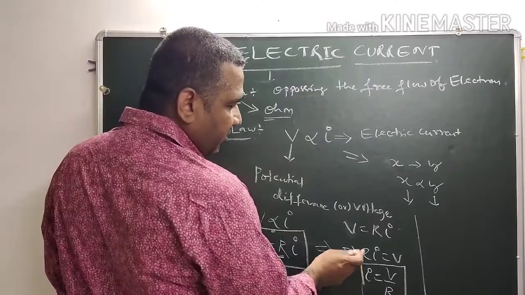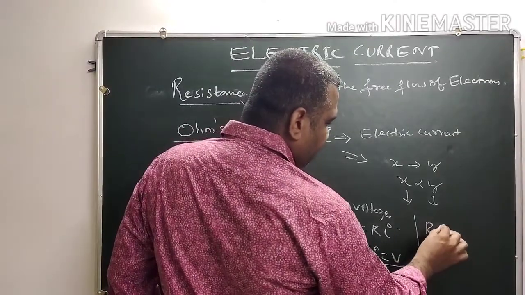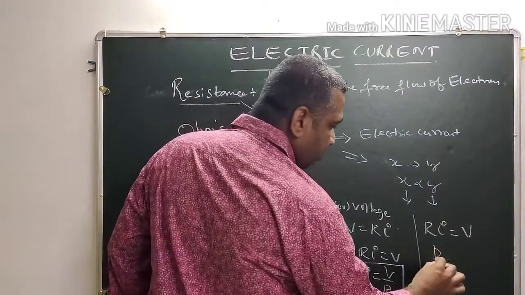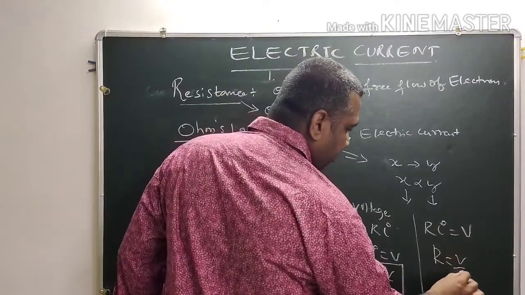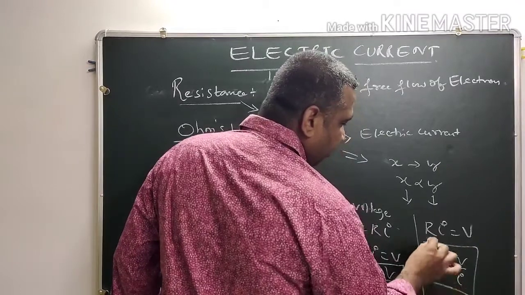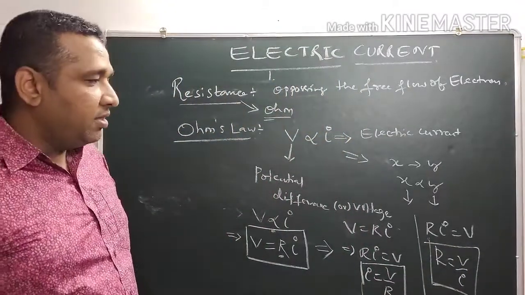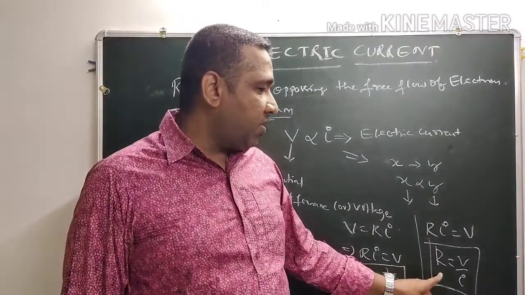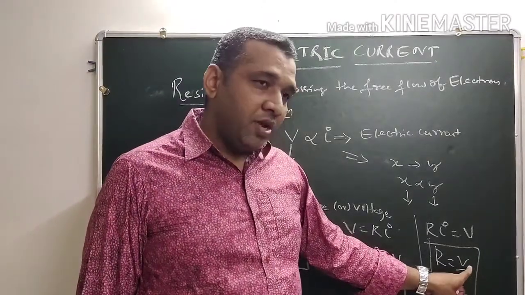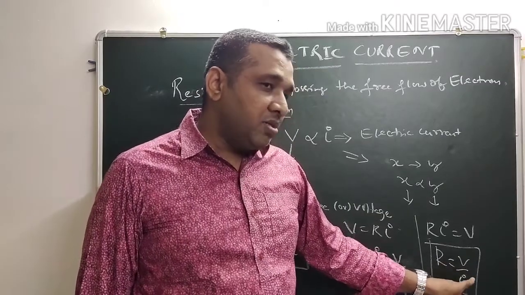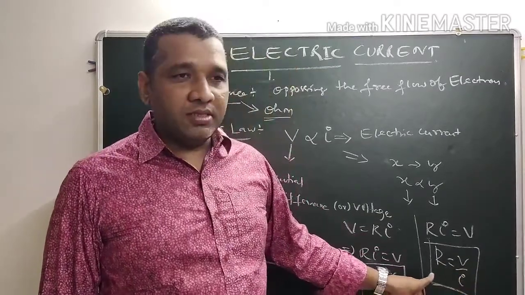Now we will frame an equation for R. RI equals V, so R equals what? V by I. This is the formula to find the resistance. How do you find the resistance value? You should know the voltage value and the electric current. When you divide these two values, you will get the resistance value.